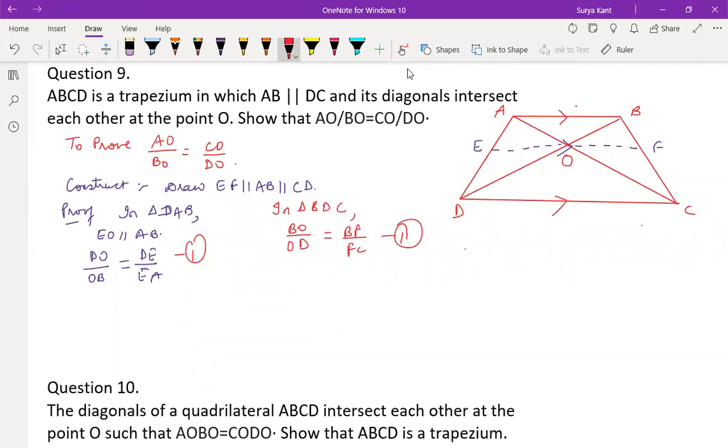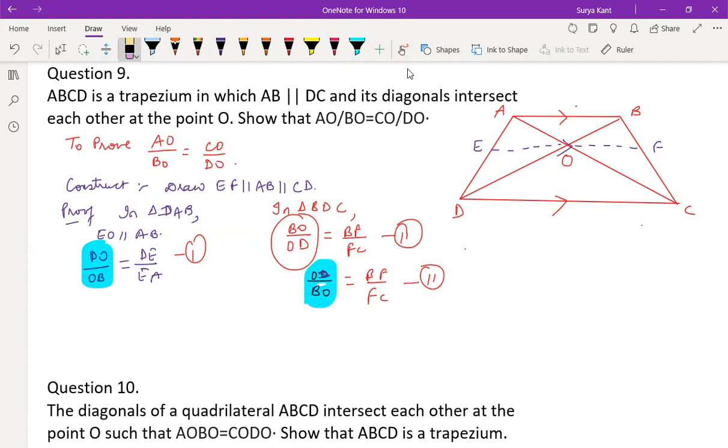So we have to get AO by BO. You should do it now. See here, BO by OD is mentioned over here, so we can write OD by BO is equal to BF by FC. We can take the reciprocal here because here also it is DO by OB and here also DO by OB. DO or OD, both are the same.